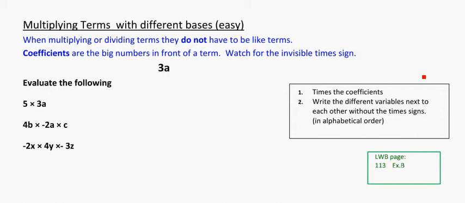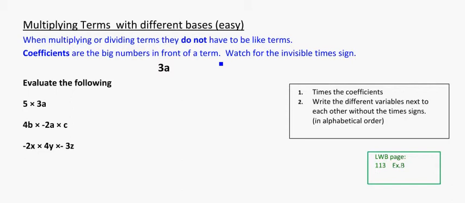Multiplying terms with different bases. So we've talked about adding and subtracting like terms, and now we're going to look at multiplying them. One thing to notice is that when you're multiplying terms, they do not have to be like terms. If you're adding and subtracting, they have to be like terms. But if you're timesing or dividing, they don't need to be like terms.